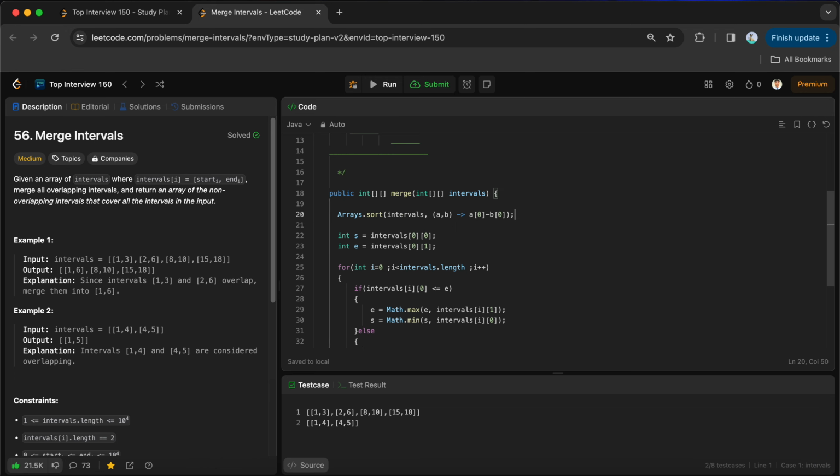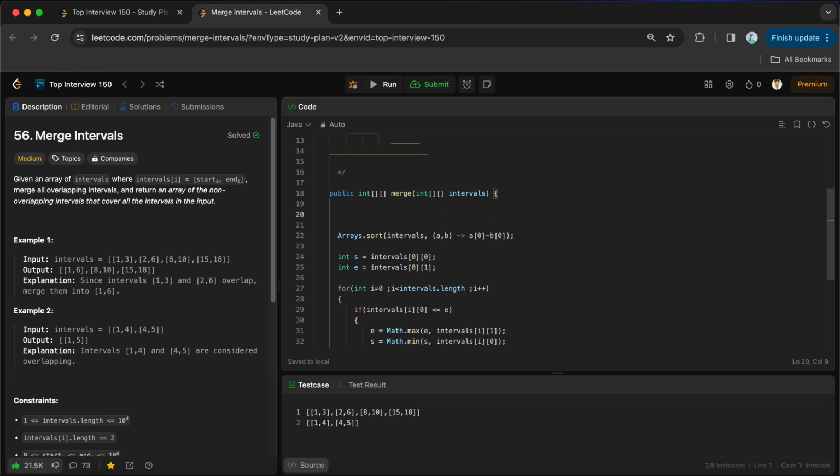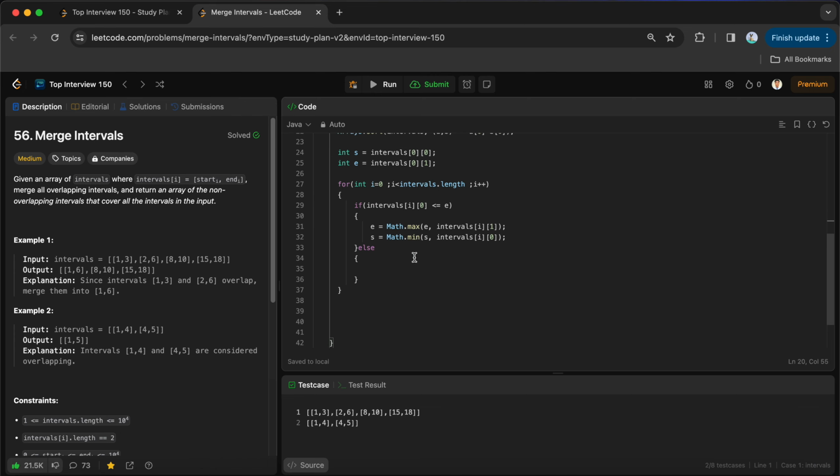Okay, so for taking the answer, what can I define? We don't know the number of intervals, the size. So I will use an array list for that, because we need a dynamic size. But inside it I will use an array, because every interval has only two values, start and end. So in the result I will store this. Okay, array list I will take. Yeah, so I will store that.